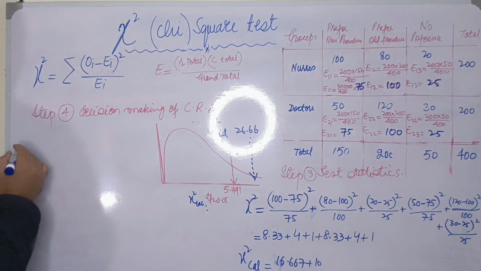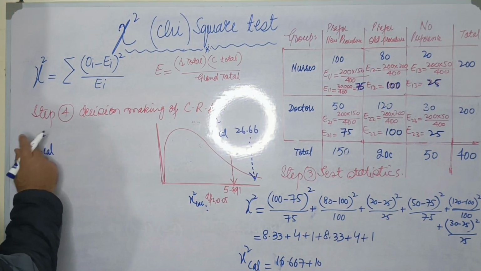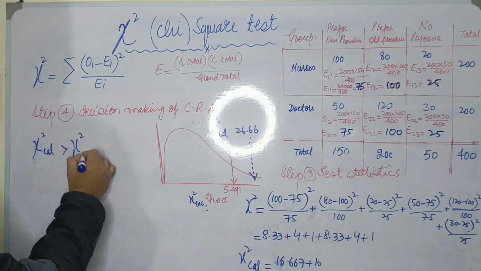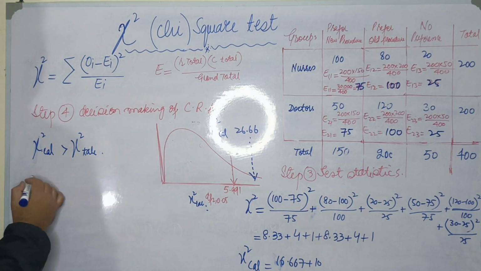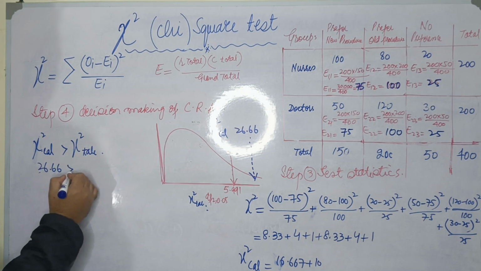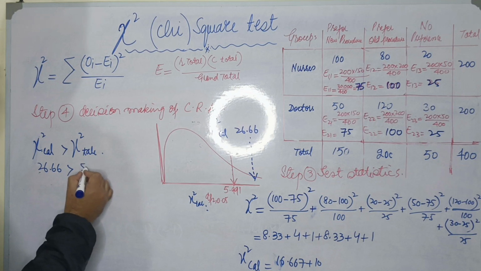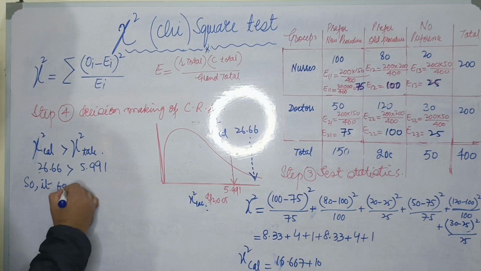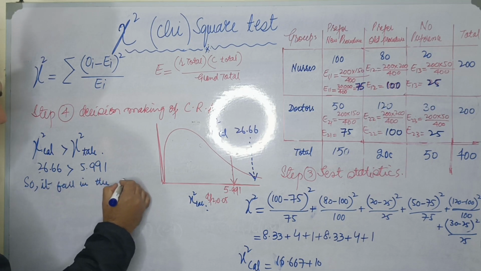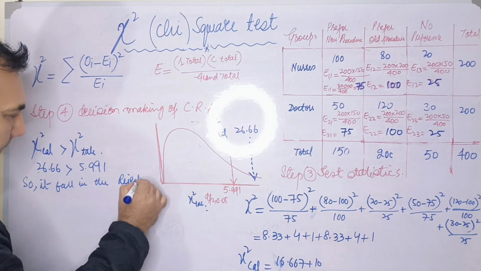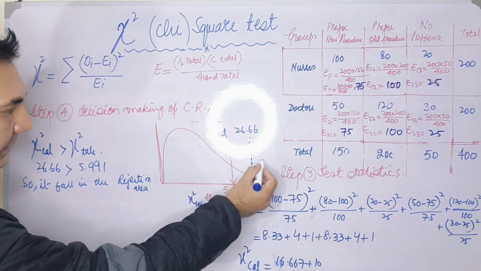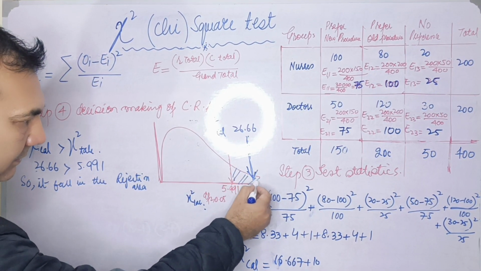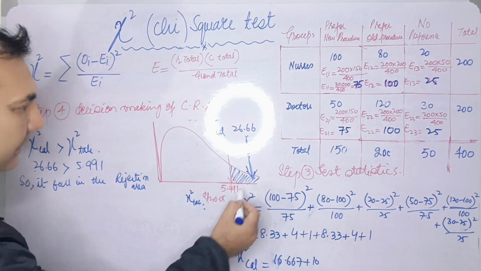Now see here, the chi calculated value is greater than the chi tabulated value. The chi calculated value is 26.66, which is greater than the chi tabulated value, which is 5.991. So it falls in the rejection area. It falls here, in the rejection area, from here is the rejection area.